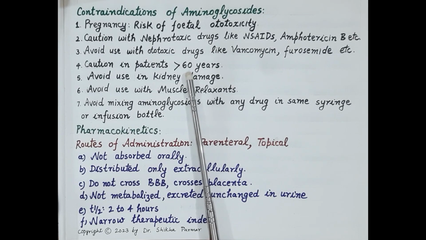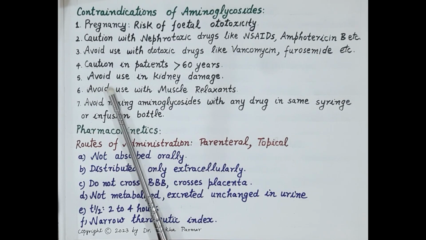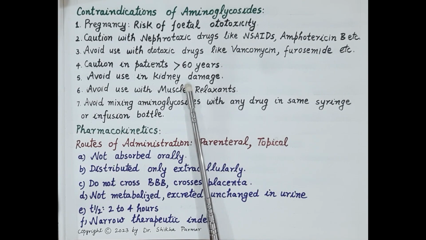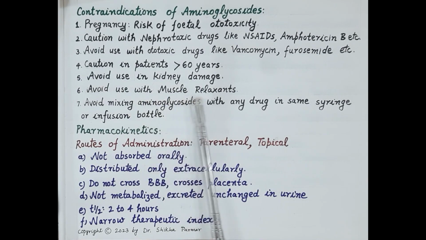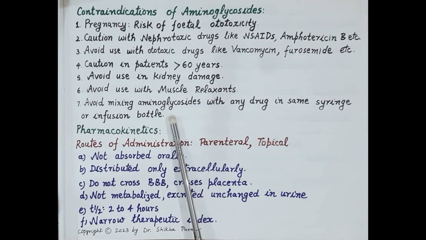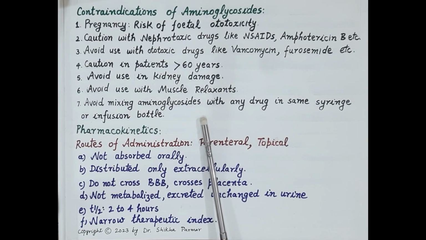Now, as aminoglycosides are nephrotoxic, avoid their use in patients with kidney damage. As aminoglycosides can cause neuromuscular blockage and muscle relaxation, their use should be avoided with muscle relaxants. Now, avoid mixing aminoglycosides with any drug in the same syringe or infusion bottle. So, these are the main contraindications of aminoglycosides.